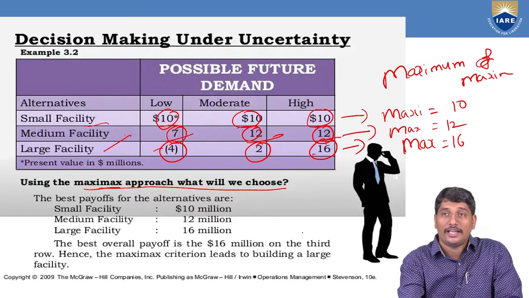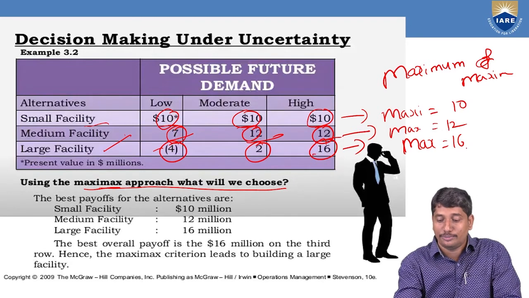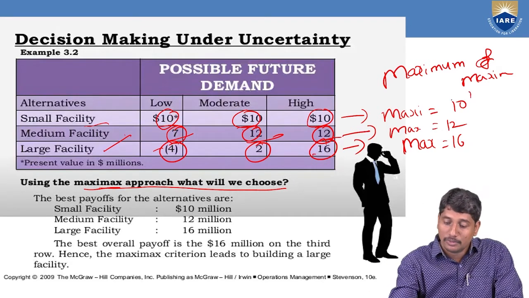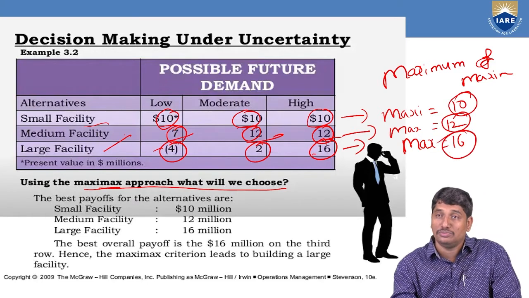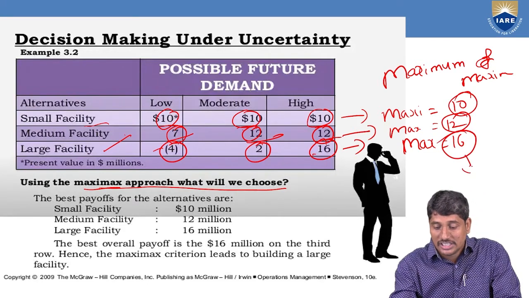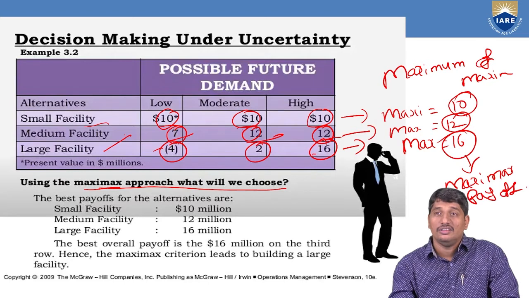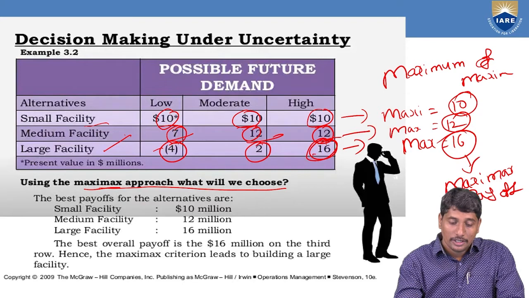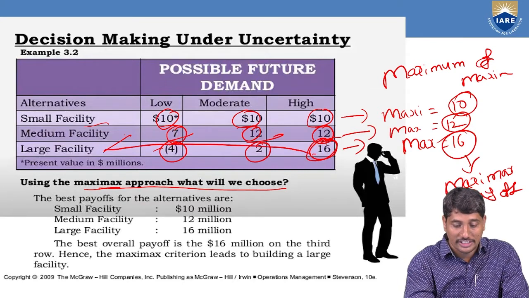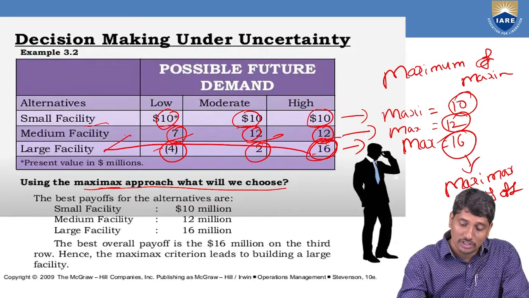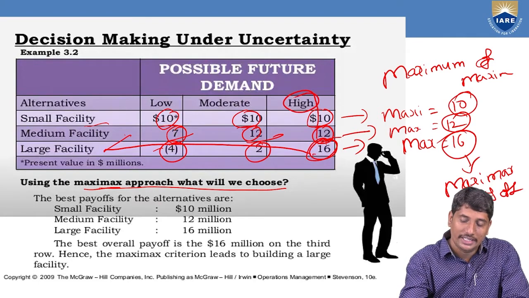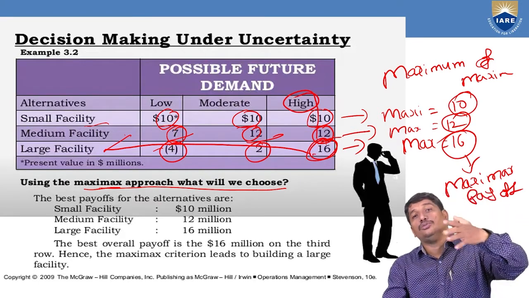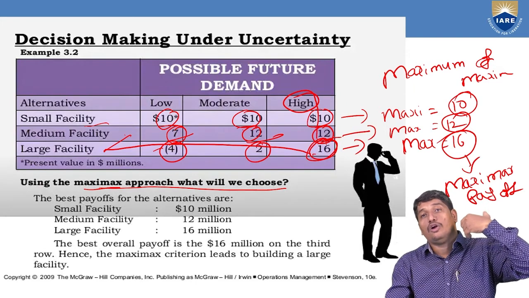That means select the maximum of each row. Maximum of first row, maximum of second row, maximum of third row. Now select the maximum among these three values. What is the maximum among 10, 12, 16? 16 is the Maximax payoff. So 16 lies here in this table. That means you better go for large facility, that means large machine, because it gives you large profit during the high demand, and hence in the future you can earn a lot of money.